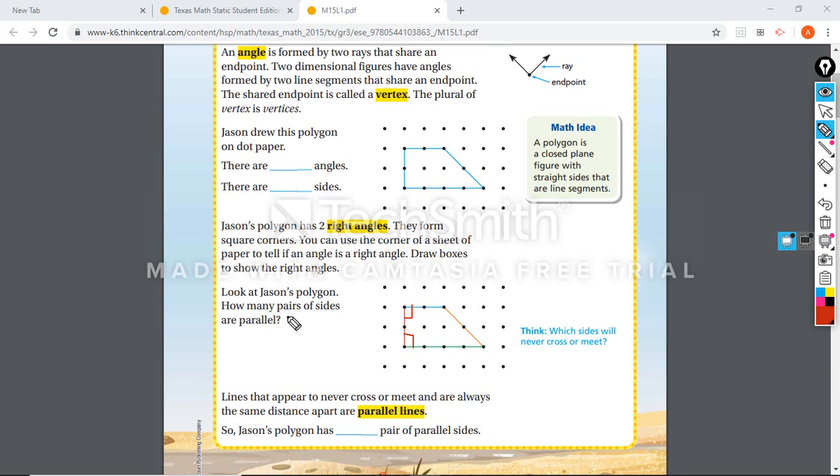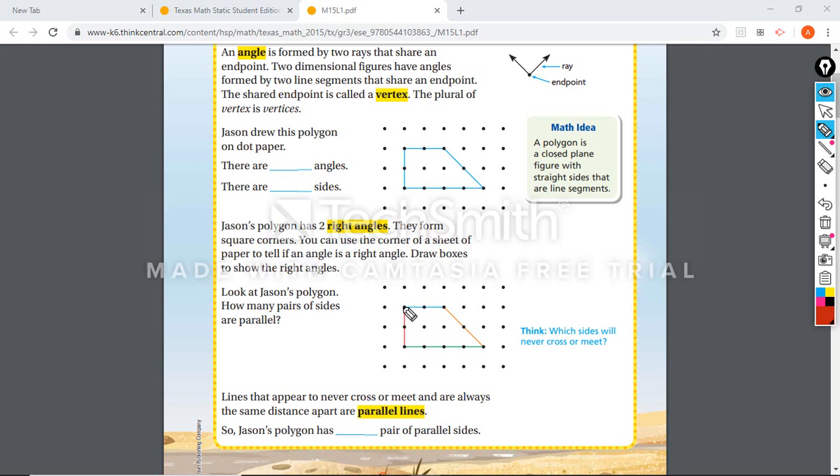So how many pairs of sides are parallel? Okay. Well, we're going to look at the word parallel. Lines that appear to never cross or meet and are always the same distance apart are parallel lines. Here's one that you need to put in your math journal. So lines that appear to never cross or meet and are always the same distance apart. So there's only one pair.